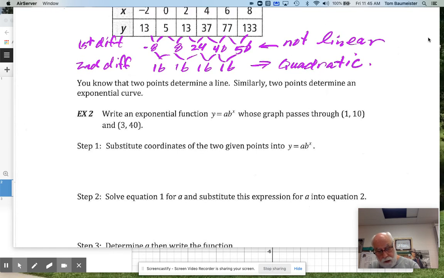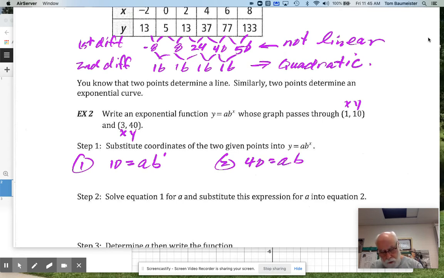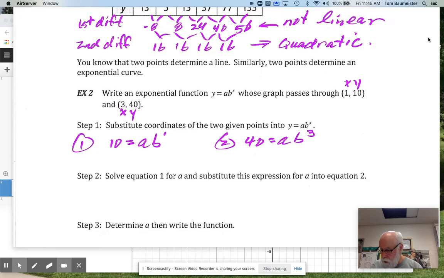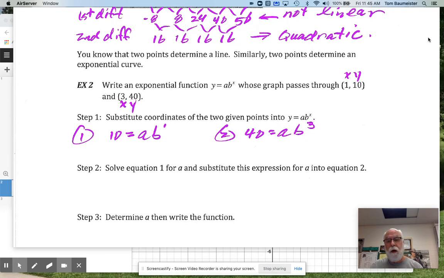So again, here's an x and a y. Here is an x and a y. And they're telling us to plug it in. So on the first one, we're going to say that 10 is equal to a times b raised to the first power. The second one, you're going to tell me that 40 is equal to a times b cubed. All right. So now you're going to solve it for the easier one. If you have one that's a squared and one that's a fifth, you'll solve for the squared one.